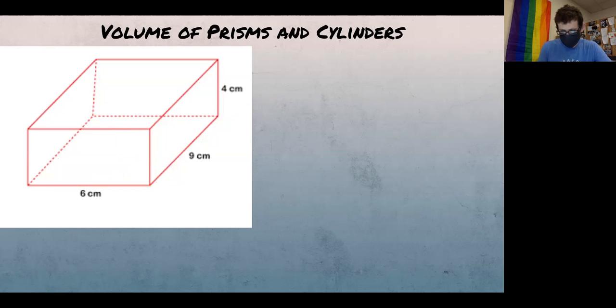And so to do that, I just need to multiply my three dimensions together. But let me break it down a little bit more. What we're essentially saying is that our volume formula for a prism or a cylinder is the area of the base times the height of the prism. And with the area of the base, I need to figure out what my shape is. In this case, the area of a rectangle, which is just base times height.